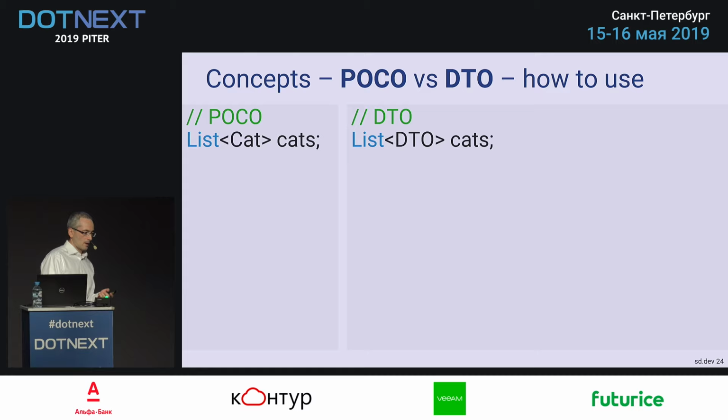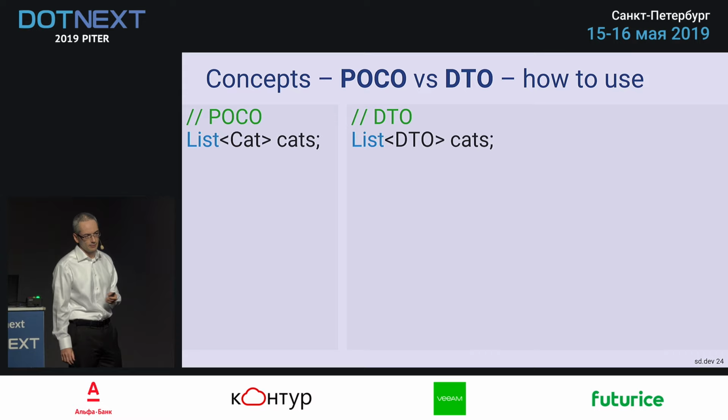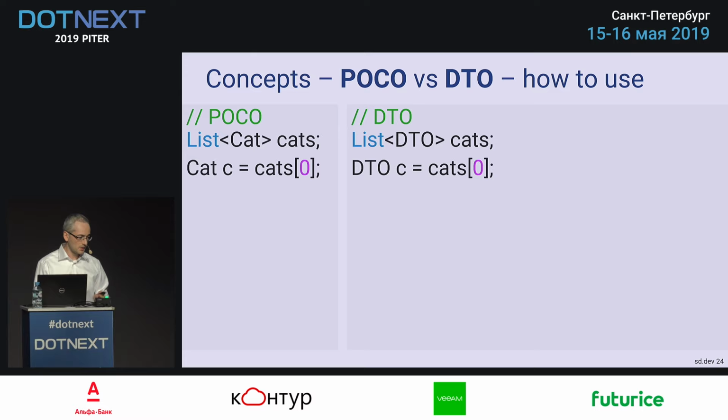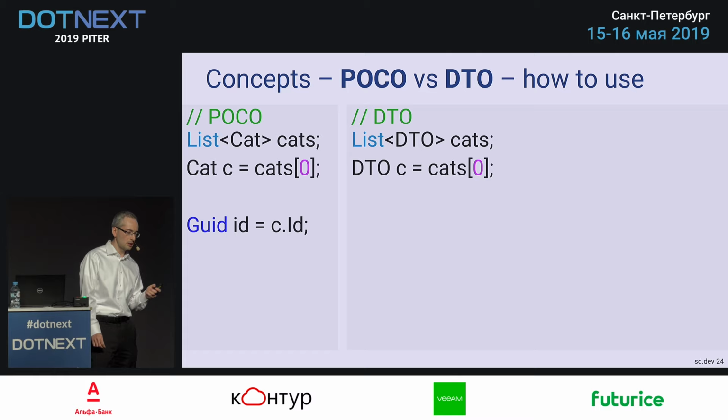So again, we will create a list of cats. On the POCO side, we have a list of cats. On the DTO side, we have a list of DTOs. And then we get the first value, the zero value, and it's going to be C. And then on the POCO side, we're going to get an ID out of it by calling C.id, and we get a strongly typed lowercase ID out of it, very simple.